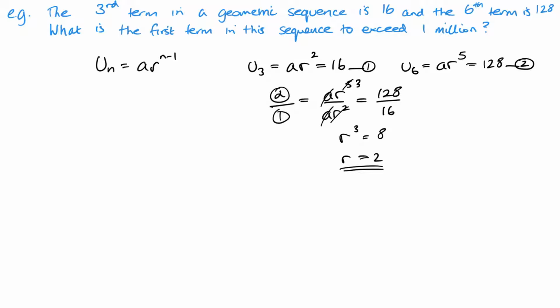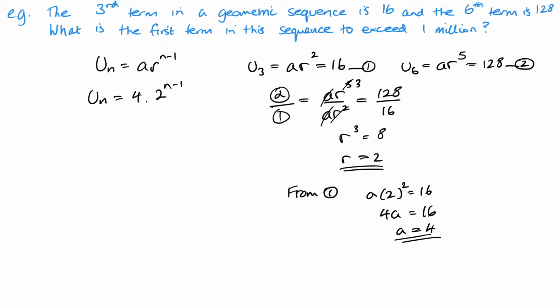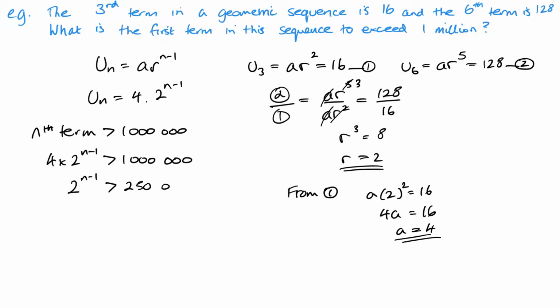Anyway, let's proceed. Now we need to find out a, so let's go to equation 1, a times 2 squared equals 16. So 4a equals 16, a equals 4. So we've got our nth term is 4 times 2 to the power n minus 1. And we want when the nth term exceeds 1 million. So our nth term is 4 times 2^(n-1), and of course we want that to exceed 1 million. So the first thing I want to do is divide by this 4. So that's going to be 2^(n-1) is greater than 250,000.